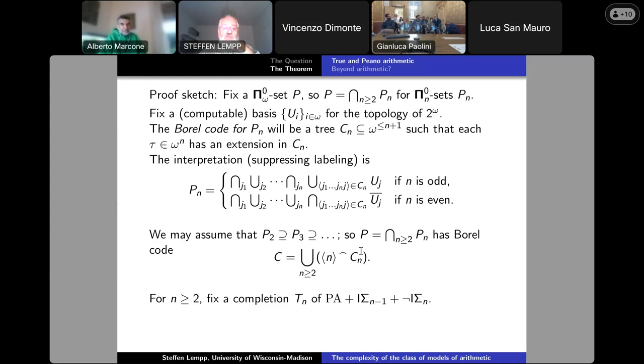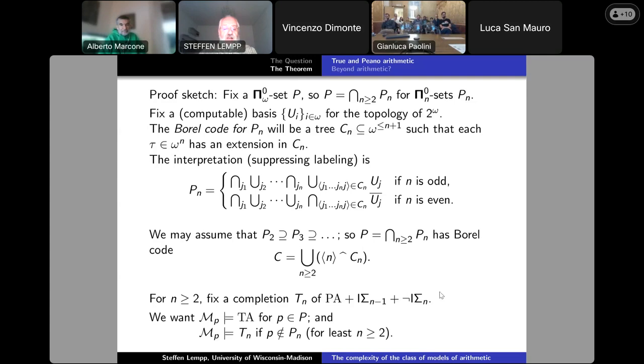For n greater or equal 2, we now also fix any completion Tn of PA minus plus sigma n minus 1 induction plus not sigma n induction. Of course, not sigma n induction just means take any completion of sigma n minus one induction which includes a failure of sigma n induction. Okay, another typo here. So PA minus plus sigma n minus one induction plus not I sigma n. Okay, so that's that part.